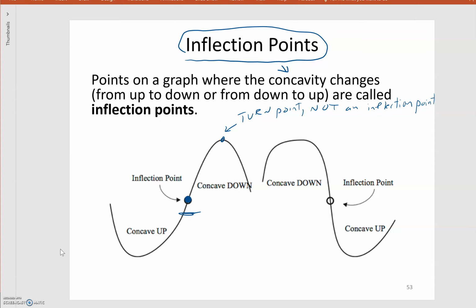Notice with an inflection point, we're still increasing when we move through it. So the function's increasing here and still increasing here. It's just increasing in a different fashion. Similarly over here, in a decreasing function, you're still decreasing in this region. We're decreasing on each side of the inflection point. It's just that on one side we're concave down and on the other side we're concave up.